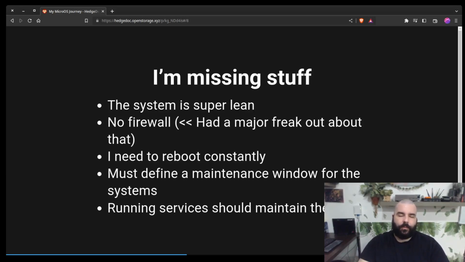The system was and still is super lean. It was very nice, very slim, incredibly quick to load, and every time we press the button it just comes up and it's fast. But we were still missing a couple of things, like the firewall. I had a major freak out about that a while ago. I hope Richard doesn't remember that. But essentially Richard was the person who helped me through this whole reasoning of why we don't need a firewall.